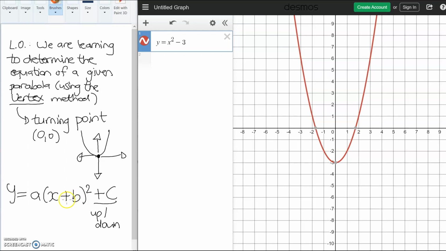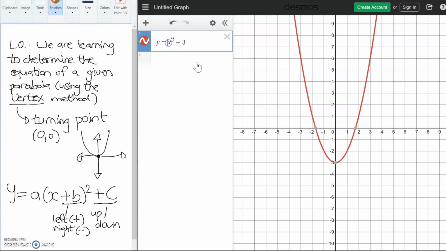The b is how much it moves left and right. And I just want to emphasize, if it's been moved left, it's the opposite. So it'll be a positive value. And if it's been moved right, the opposite value would be a negative sign.